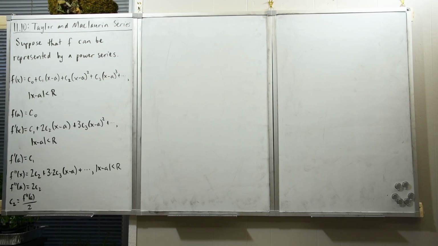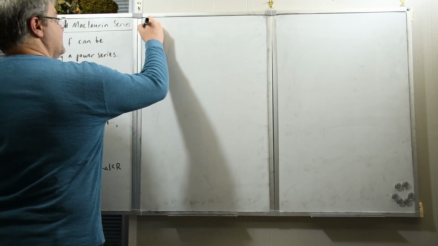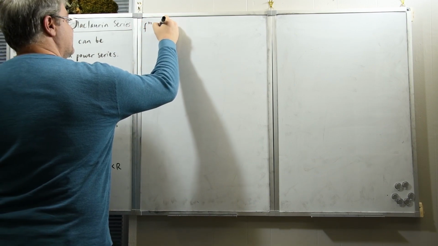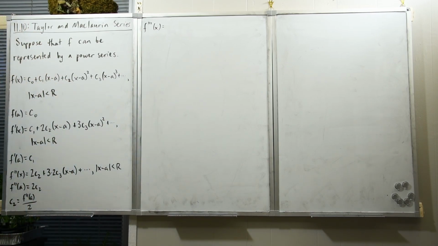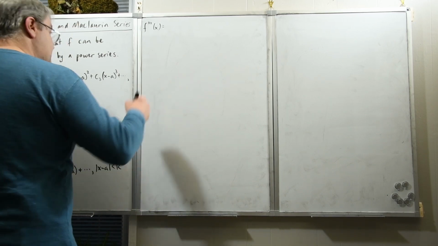Now we could also ask about c3, and we could play the same game that we've been playing, but I think it's probably worth taking a look at. So let's consider what f triple prime of x would look like. Now if we take the derivative of f double prime, 2c2 is going to differentiate to 0. Then we'll have a 3 times 2 times c3 when we differentiate that term.